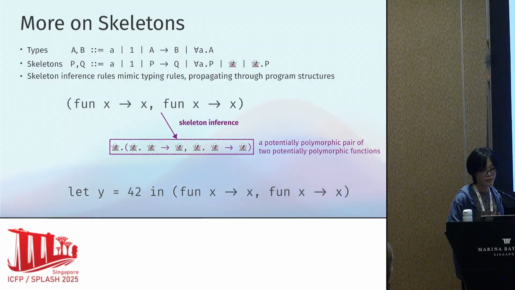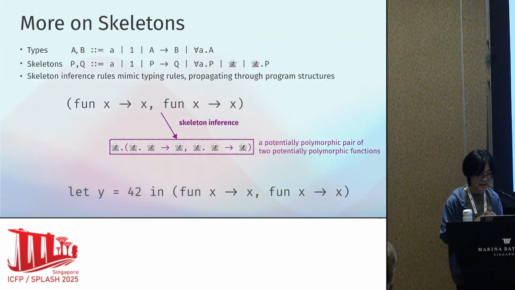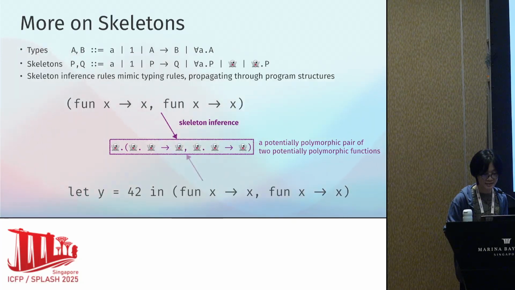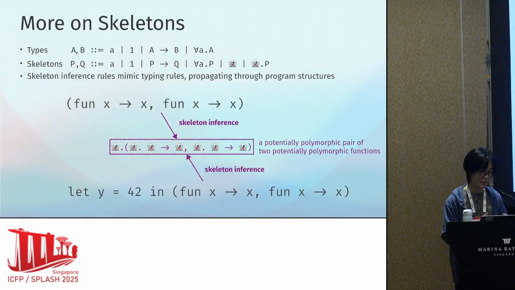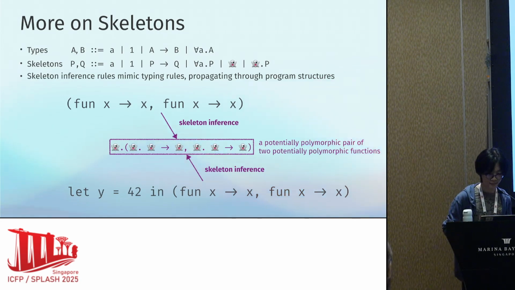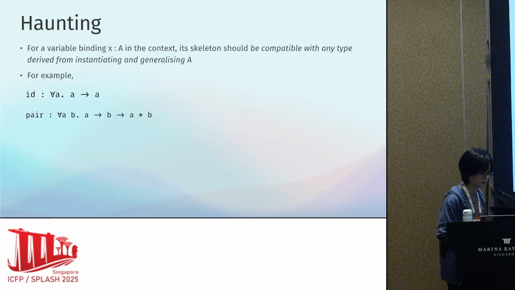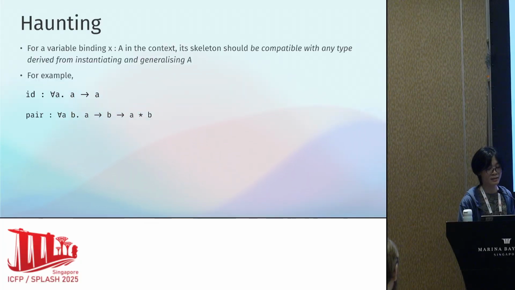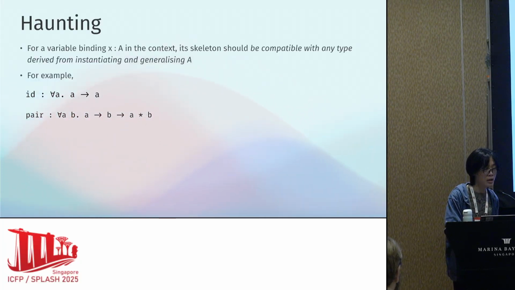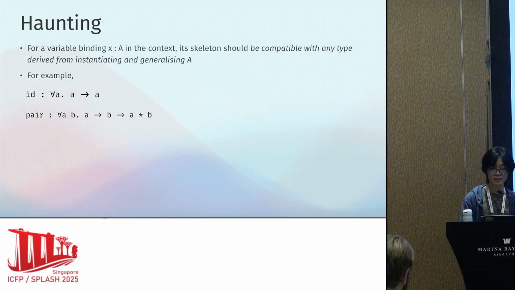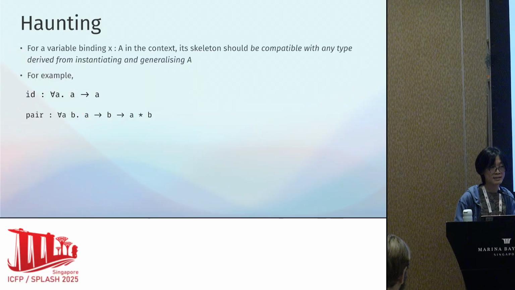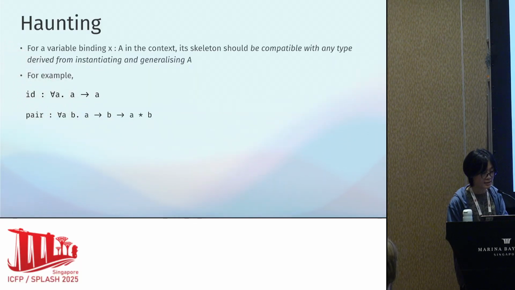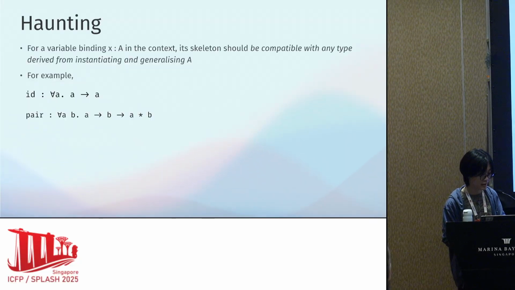And also, if this pair appears inside some let expression, then its skeleton is still the same, because the skeleton of the result of this let expression just propagates through the program structures. Another question is, what should be the skeleton of a variable? For example, if you have a variable x of type A in the context, we really want a skeleton that is compatible with arbitrary instantiation and generalization of this type A.